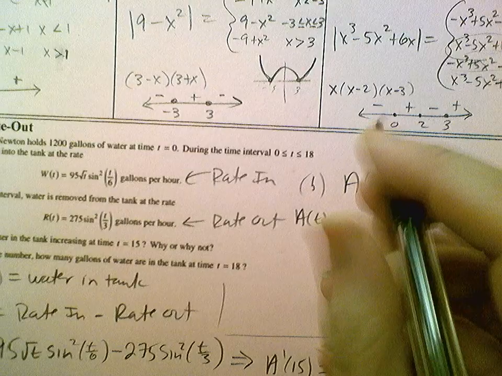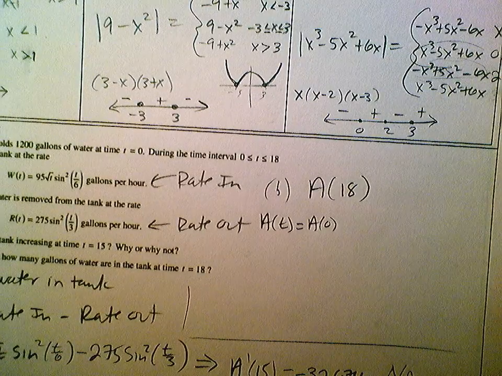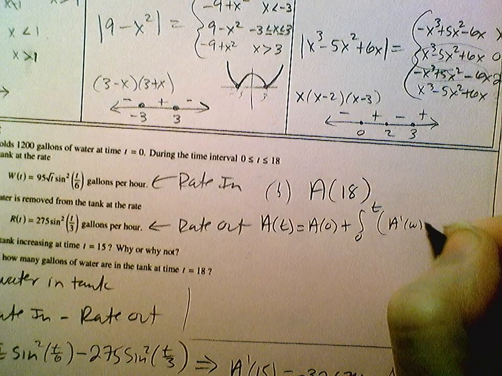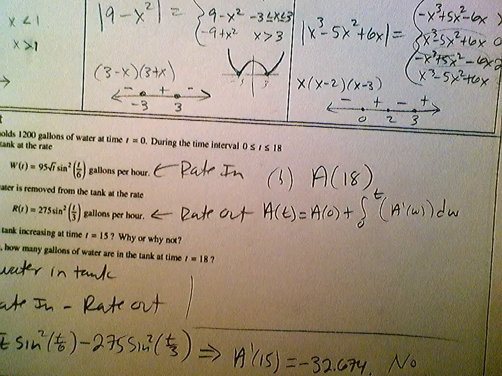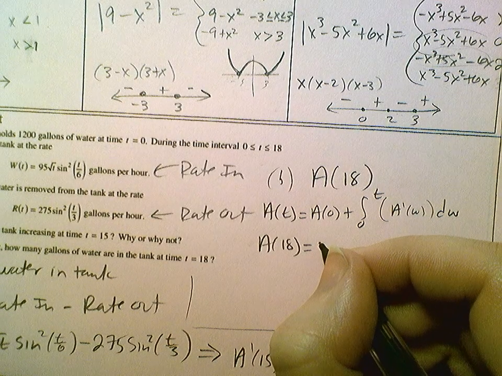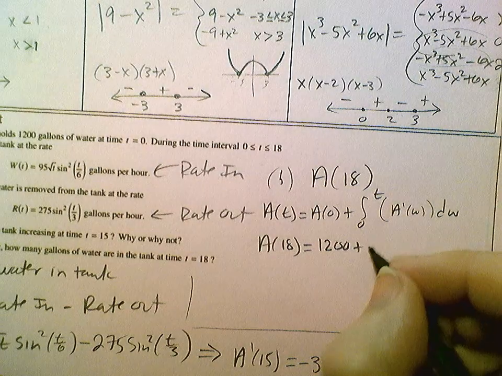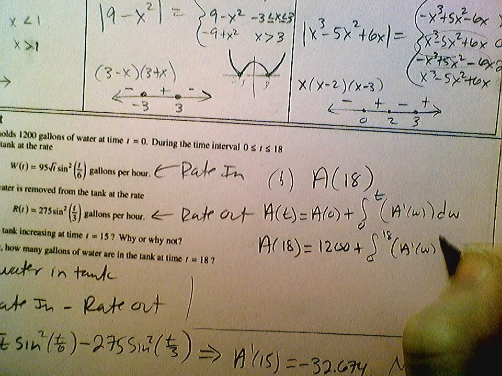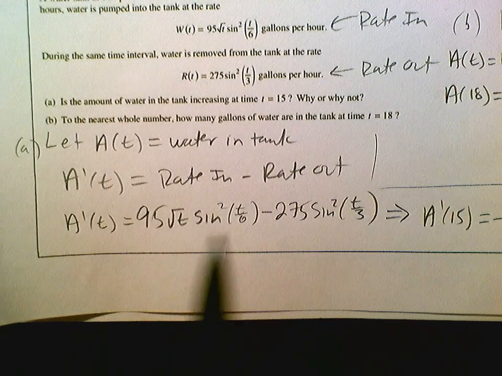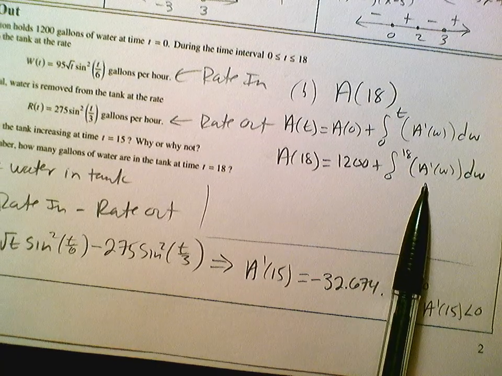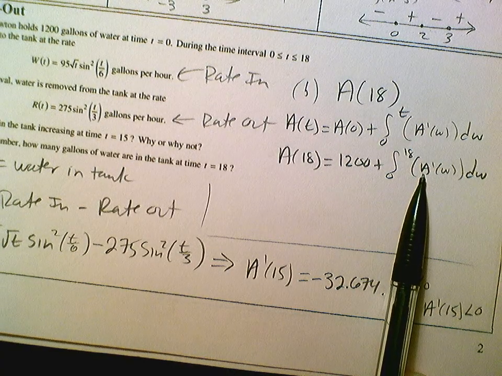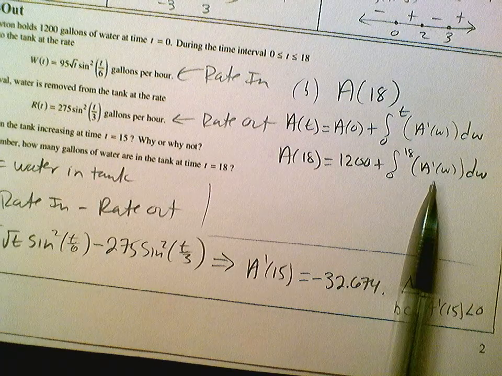So we've got A of t is equal to A at whatever time we know A at, plus the integral from 0 to t of A prime of w dw. And so we want A of 18, and that's equal to A of 0, which is 1200, plus the integral from 0 to 18 of A prime of w dw. We have already told our reader what A prime of t is, so I don't think there's any need to write it in there. You could write big W of little w minus capital R of little w, but this is good enough.